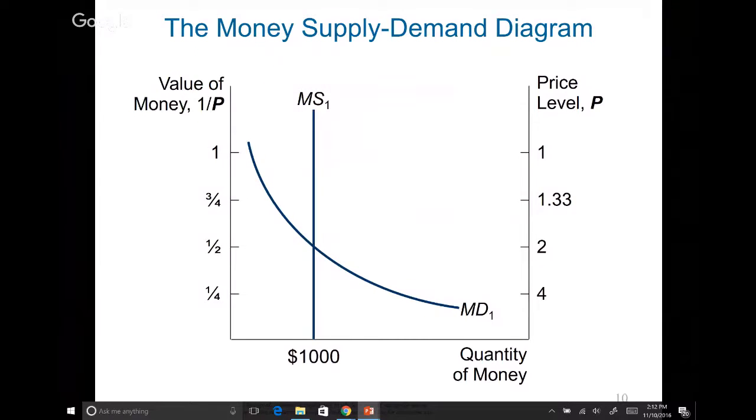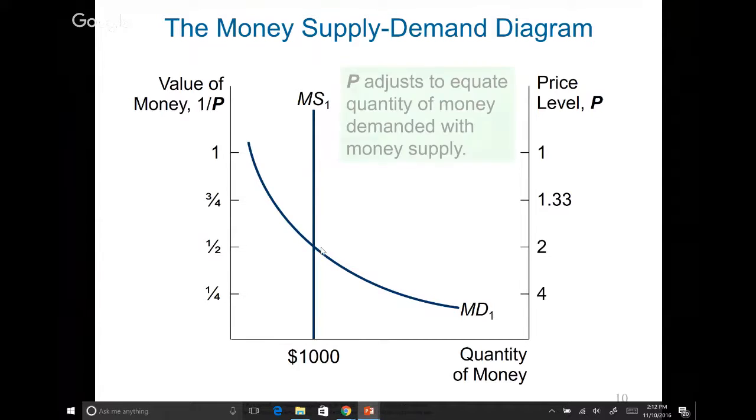Now, when they meet, this intersection between your money supply and money demand will determine the value of money in the economy. So for this economy, the value of money will be at 1/2, and the price level will be at 2.